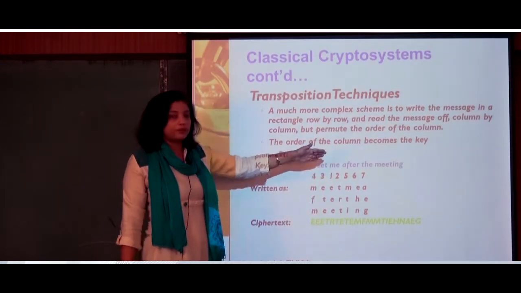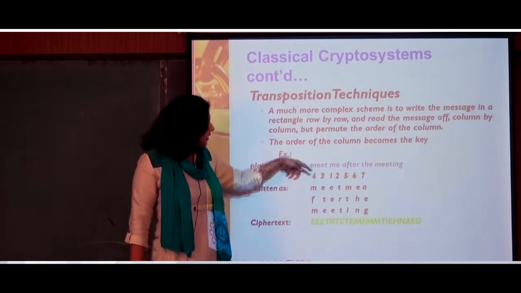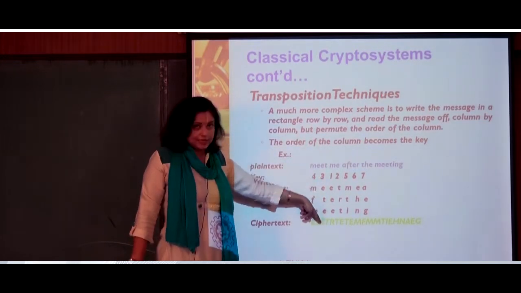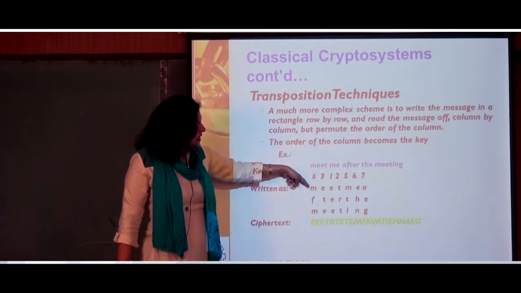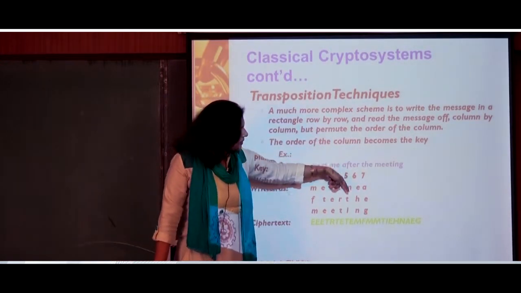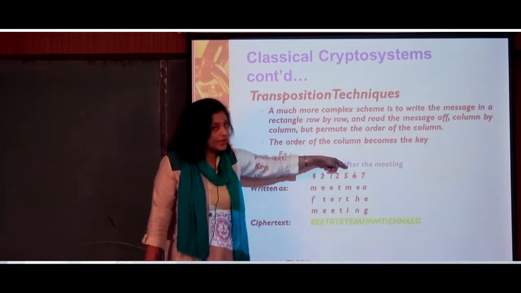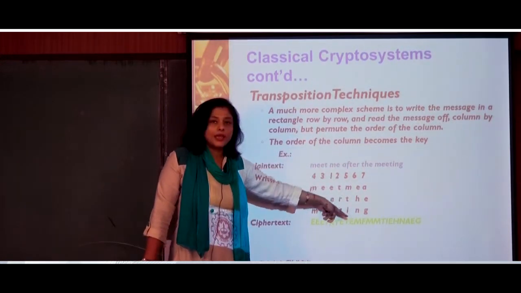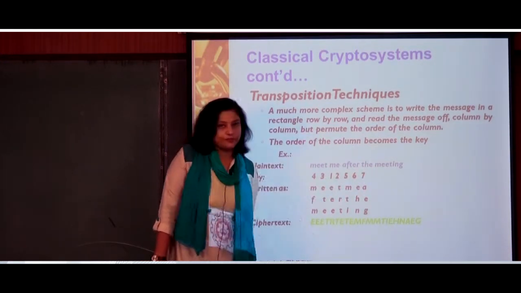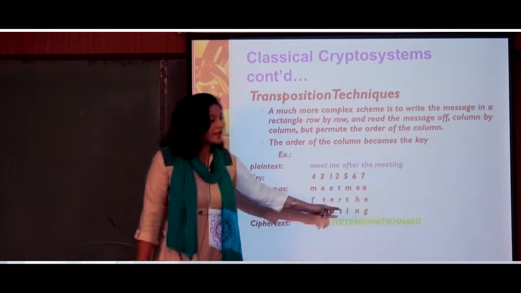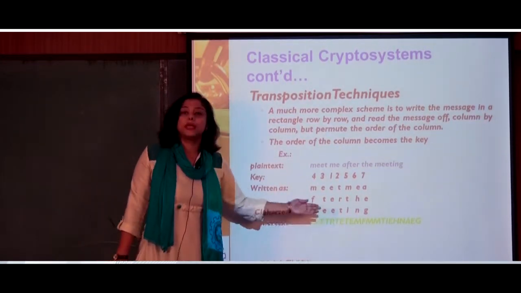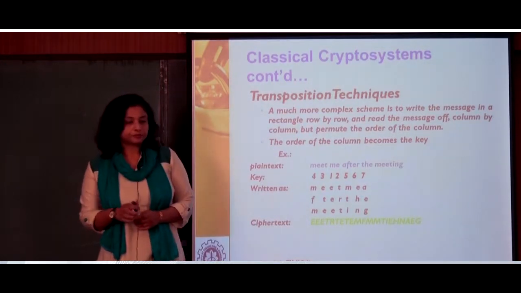Then comes the third one. You have to find out which is the third column. So here comes the third column, so it becomes ETE. Then comes the fourth one, MFM. Then comes the fifth one, which is MTI. Then comes the sixth one, which is EHN. And lastly, we get the column 7, which is AEG. So you now have your ciphertext, which is very much different from your plain text, and it cannot be understood by anybody who does not have the key.